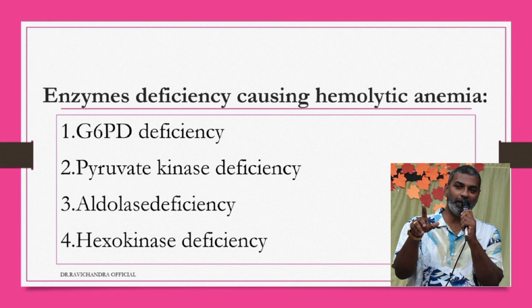Enzymopathies. Enzyme deficiencies causing hemolytic anemias. One is G6PD deficiency, glucose 6-phosphate dehydrogenase deficiency, pyruvate kinase deficiency, aldolase deficiency, hexokinase deficiency. So in the exam, if they give all the 4 options, all are correct only. So they will give the question as enzymopathies include G6PD deficiency, pyruvate kinase deficiency, aldolase deficiency, hexokinase deficiency, all the above. The answer is all the above.